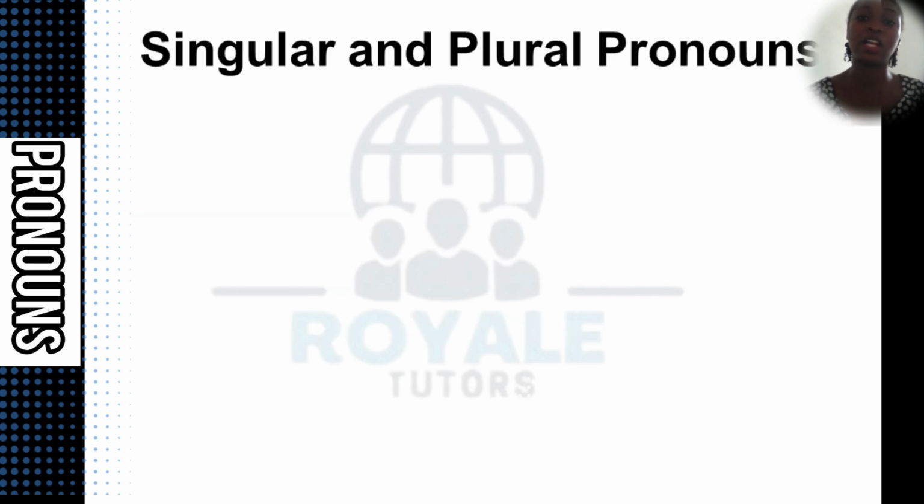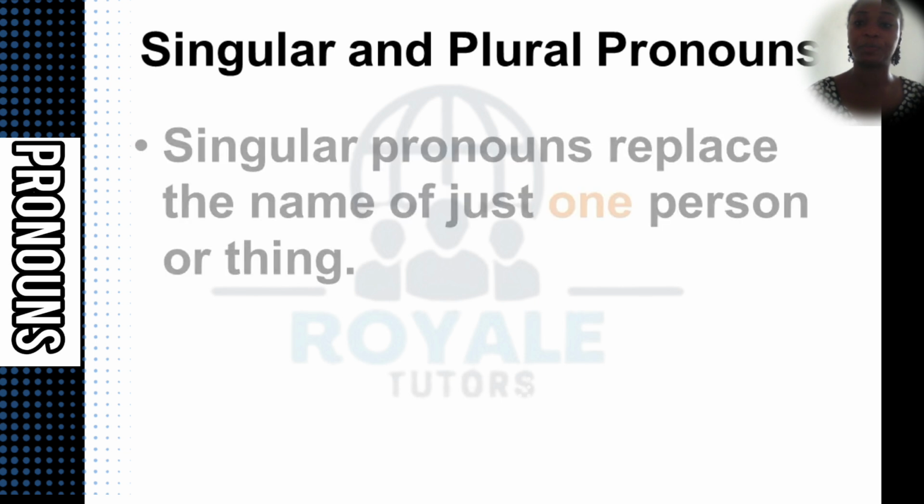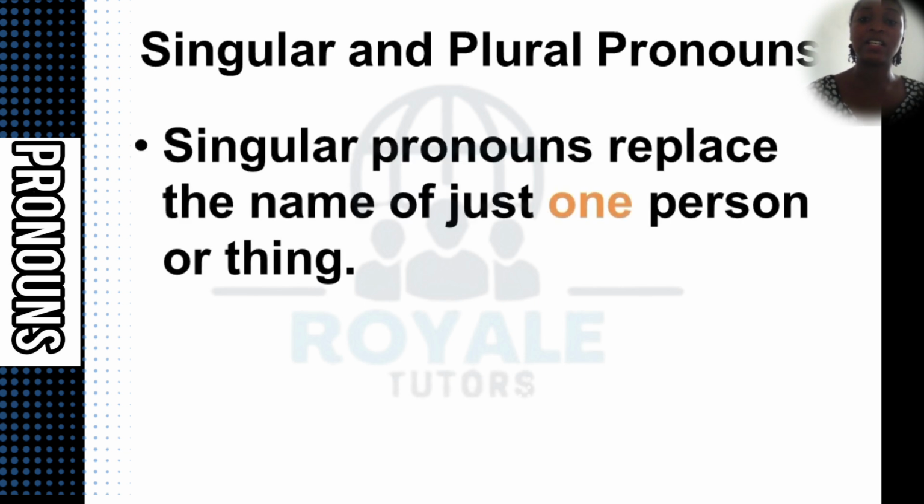Now we're going to look at the singular and plural pronouns. But before we go there, let's look at the definition of singular and plural. Singular pronouns replace the name of just one person or thing. So when you hear singular, you know we're talking about one. So also, when you hear singular pronouns, you know we're talking about a pronoun that replaces the name of just one person, one thing, one animal, or a place.